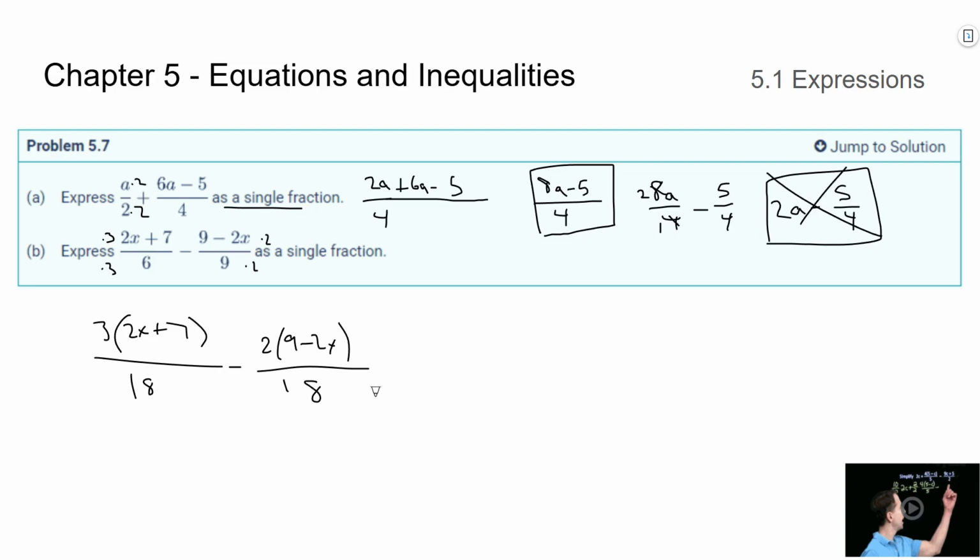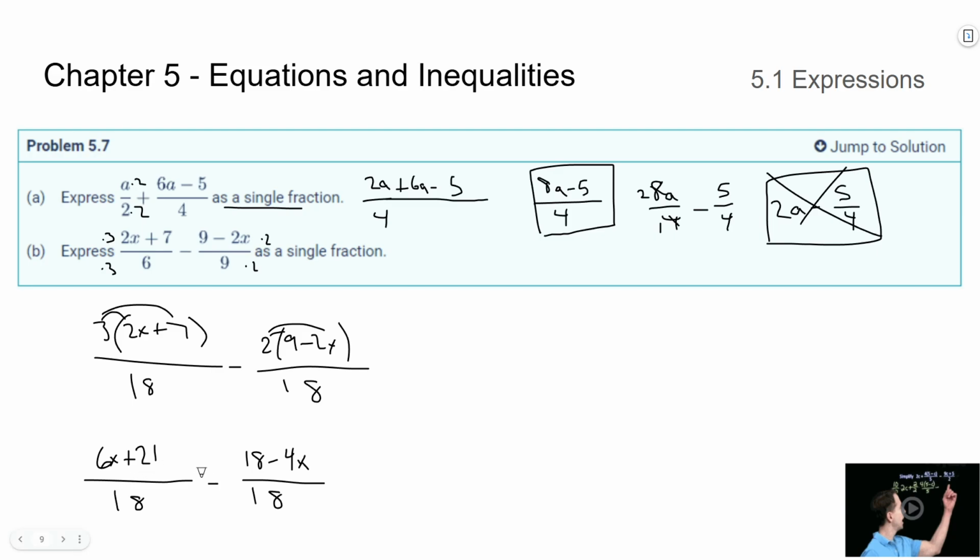So first thing to do here, if you just look at the problem and think for a second, you can think maybe, well, I know how to distribute. I can see distribution here. Maybe I'll start there and see where that leads me. So let's go ahead and distribute this. So that's going to be 6x plus 21 over 18 minus, still distribute, 2 times 9 is 18, minus, remember the minus sign, 2 times negative 2x would be negative 4x, or minus 4x over 18.